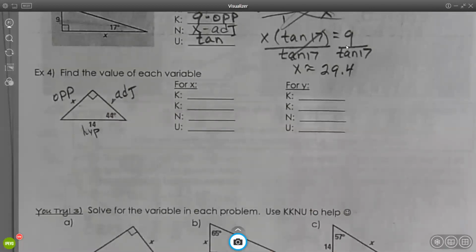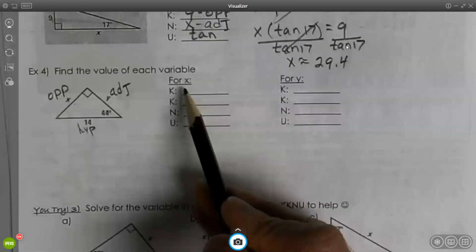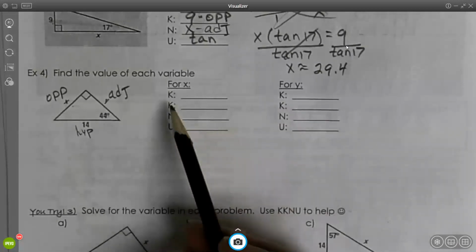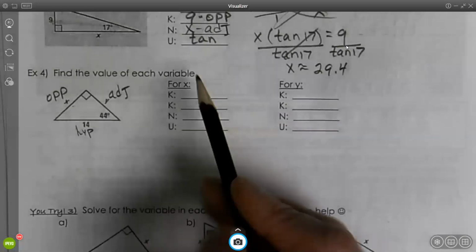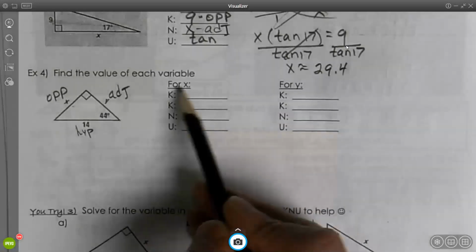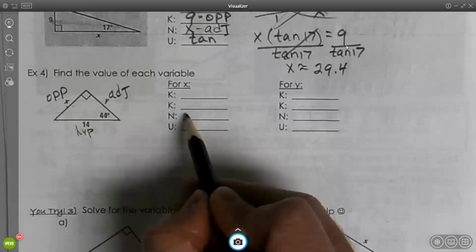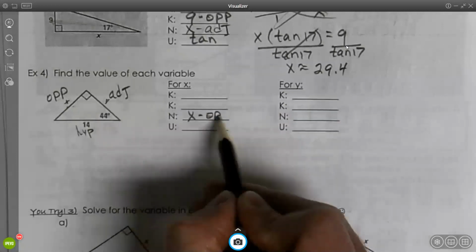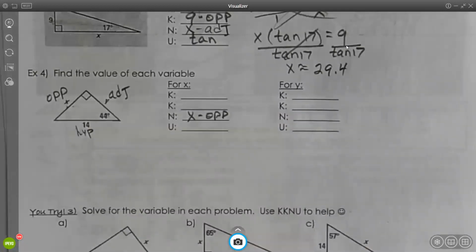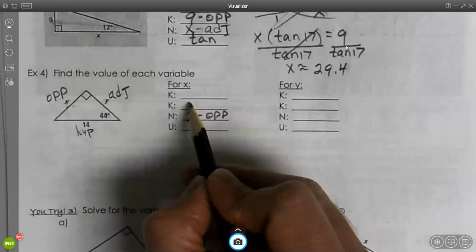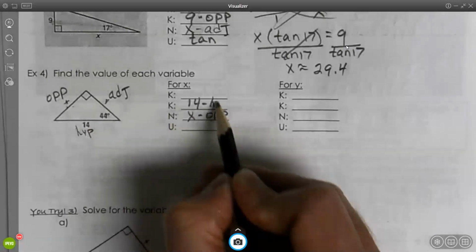So you want to label your triangle. Now, if we're going to solve for x, using our little chart here, this might help you stay organized. You don't have to use it, but it does help with some organization. If you're solving for x, that's what you need to know. That's the need to know value. X is your opposite side. What do we know? We know that the hypotenuse is 14. So 14 is the hypotenuse.